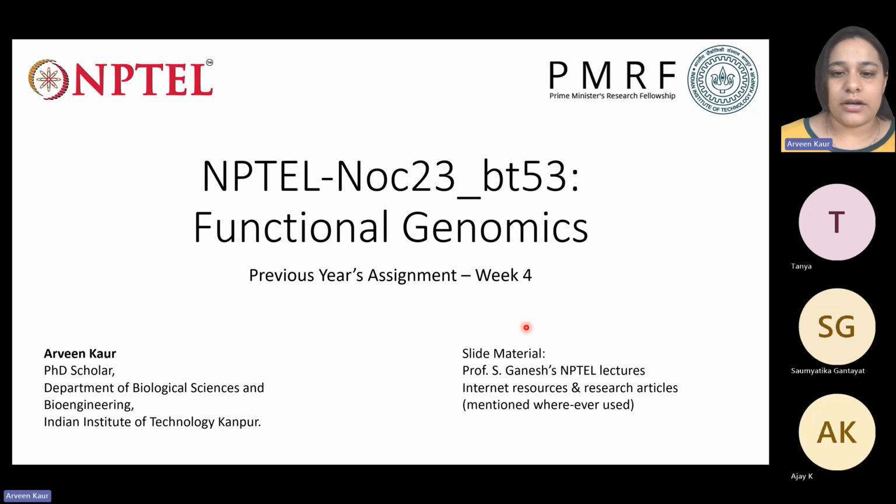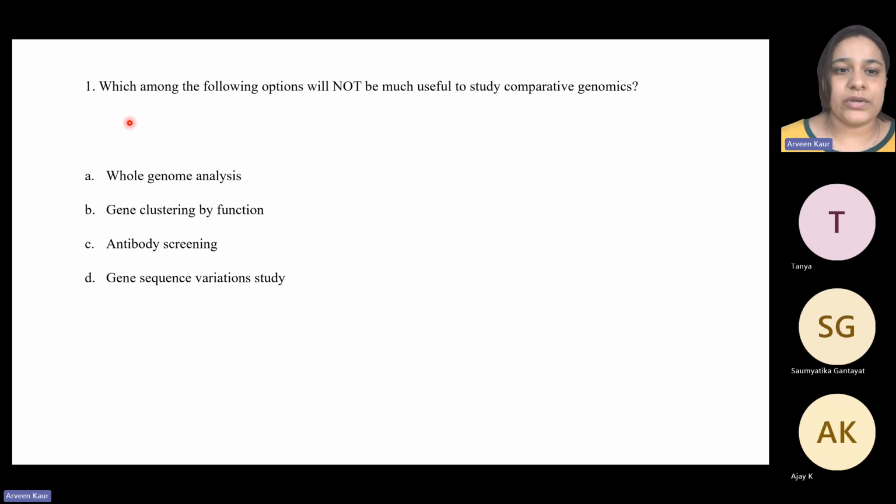Right. So for week 4, the first question is, which among the following options will not be much useful to study comparative genomics? So the essence of week 4 was comparative genomics, at least the lecture part, right? So which one is not useful to basically study this area? Is it whole genome analysis, or gene clustering by function, or antibody screening, or gene sequence variation studies? So which one do you think won't help you to study comparative genomics? So let us move on to the answer.